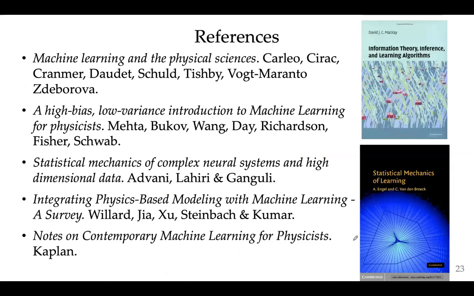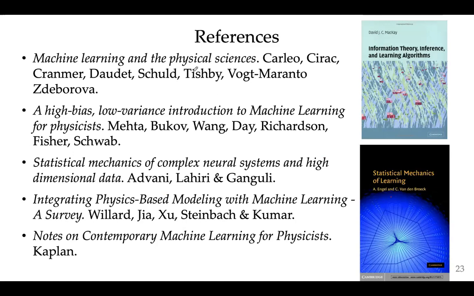Okay, now the references. There are really nice books on this. This one is from David MacKay, Information Theory, Inference, and Learning Algorithms. This is a really nice book. There's a lot of physics in this book, especially about Ising systems, phase transitions, and whatnot. And there is another book which is pretty good, Statistical Mechanics of Learning. You can check that out too.